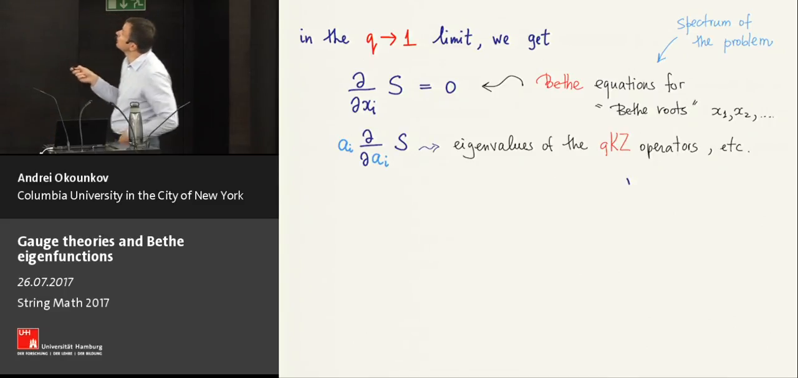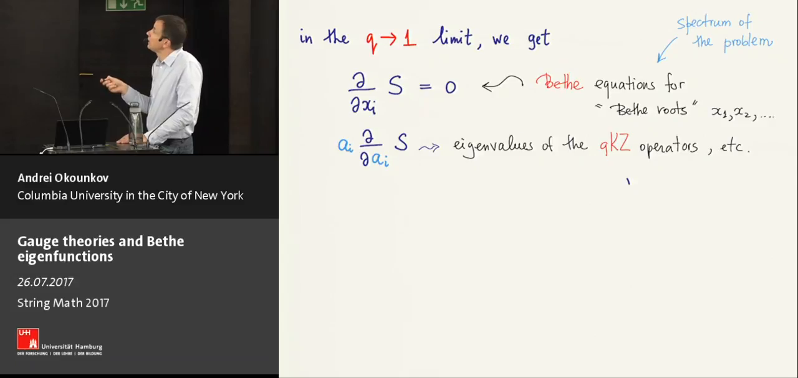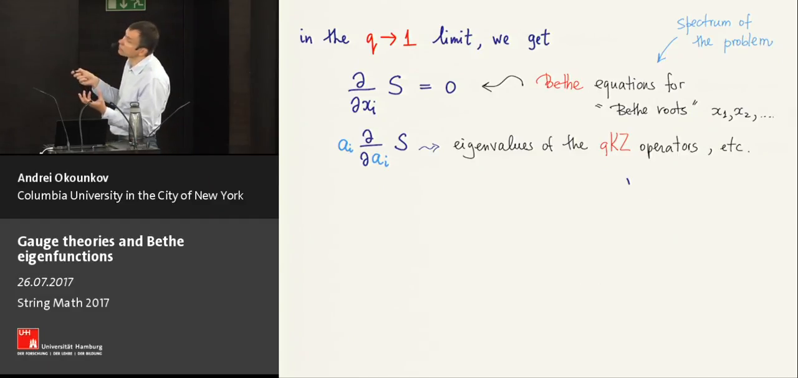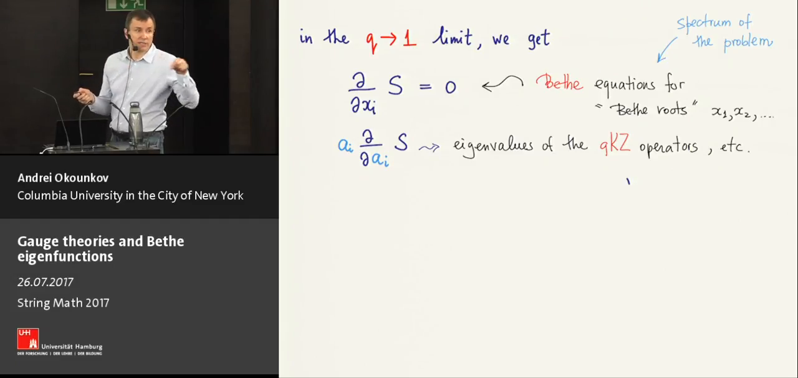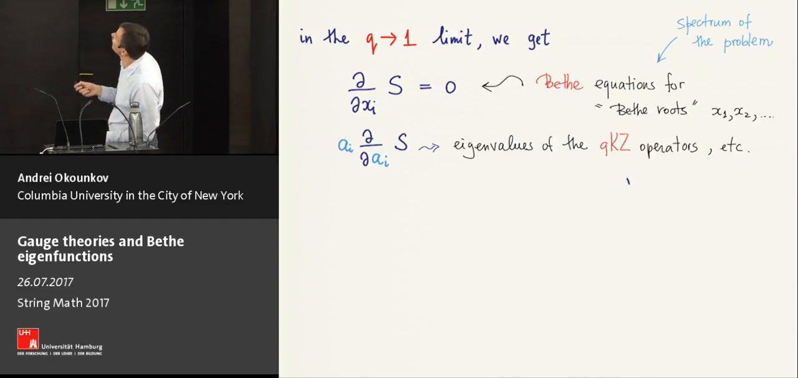Now the spectrum of the operator that shifts, for example, if I want to know the spectrum of the operator that shifts AI, well, that'll be just the partial of S with respect to AI, because this is what will happen to the integral if I shift AI. This will tell me what the eigenvalues are. So in other words, the spectrum of the problem is the critical locus of some function, and the way I read off the eigenvalues of the operators is just to differentiate that function with respect to any of the parameters, which tells me what the eigenvalues are.